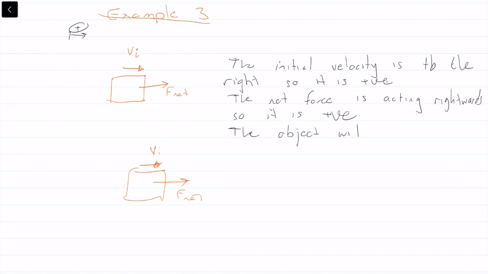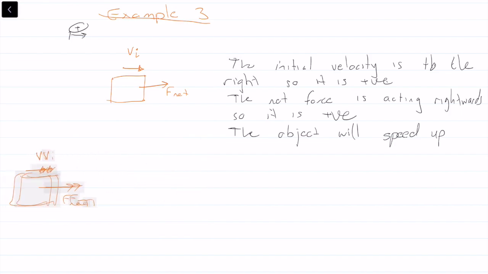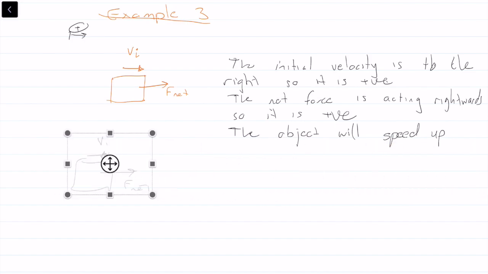So what's happening here? The object will speed up. Once again, it will speed up. If we draw attention to this bottom diagram, we have an object somewhere here, going at a normal speed, quite slow, but we have a net force acting on it, so it is speeding up and getting faster and faster. Okay, I hope that makes sense.